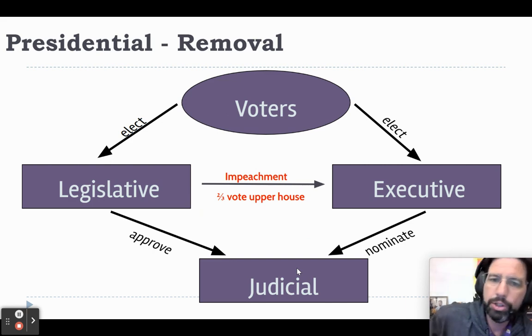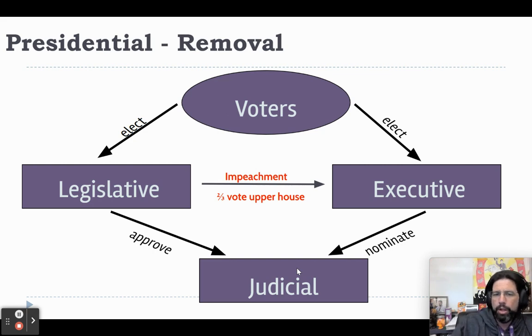Finally, there's the process known as impeachment. Now, impeachment requires a two-thirds vote in your upper house to actually remove a sitting president. Your upper house, of course, in Mexico, is going to be the Mexican Senate. In Nigeria, it's going to be the Senate also. In the United States, it's the US Senate. So all three of those have the same names.